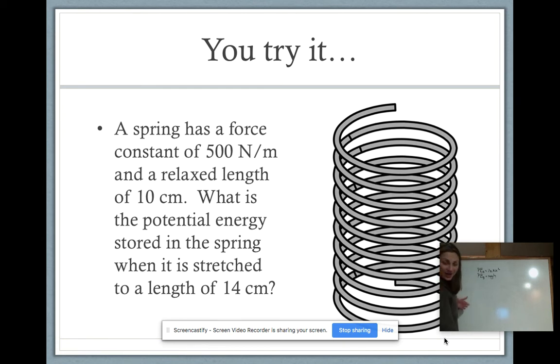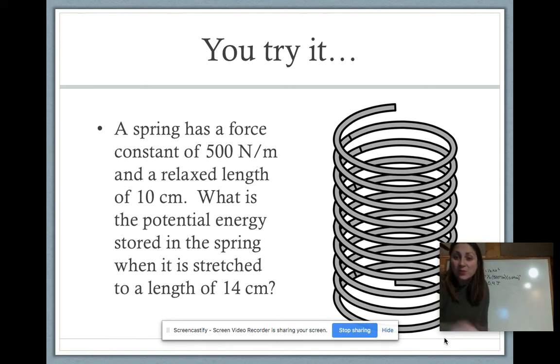Okay, so starting out with our spring potential energy equation here, I do 1/2. My K value is 500 newtons per meter. And my X value here is 14 centimeters minus 10 centimeters, which gives us 4 centimeters. Converted into standard units, because we always convert, is 0.04 meters squared, and we find our potential energy to be 0.4 joules stored in the spring.